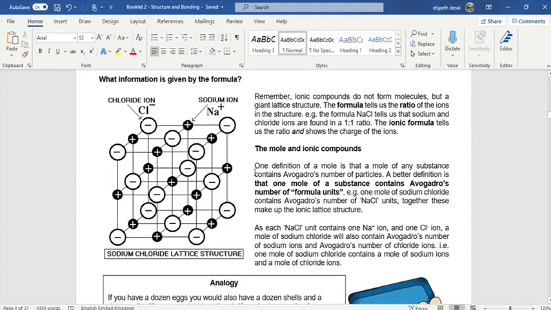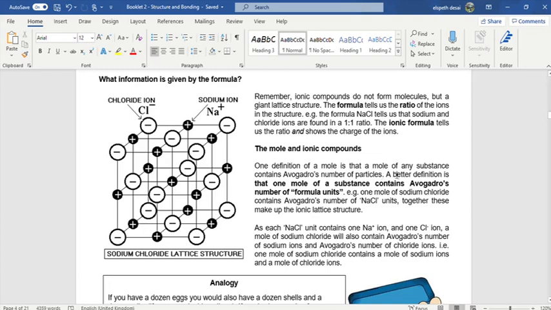We have looked at the mole very briefly. You don't need to know a huge amount about the mole, but you need to be able to understand the concept of it at higher. So we've looked at the definition of the mole before, and mostly what we said was that a mole of any substance contains Avogadro's number of particles. I also put in brackets, we could say formula units as well.